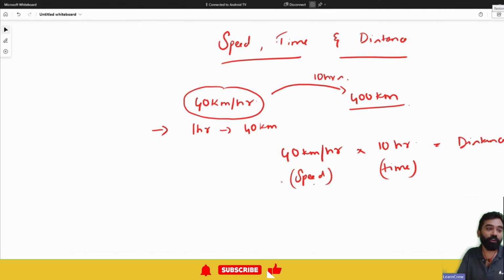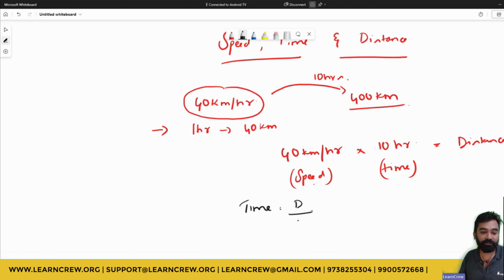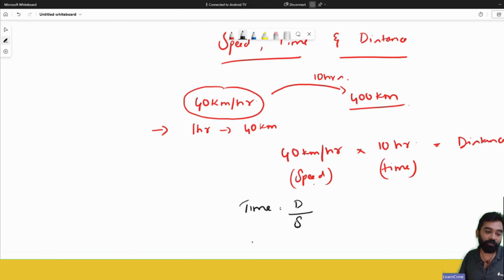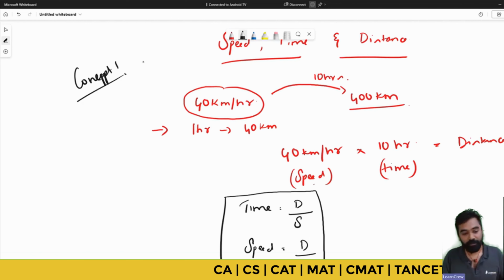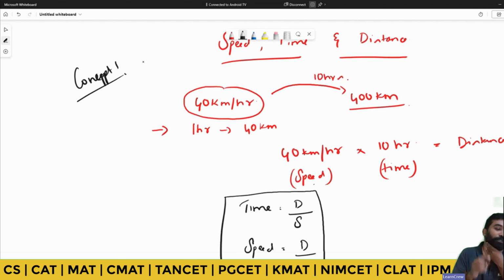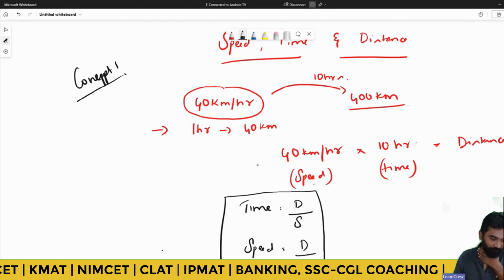Fine. Now if we want to find out the time, then how do you find out time? Distance by speed. If you want to find out speed, distance by time. So these are the basics. This is going to be your concept number one. Fine. So based on this, let me just ask you certain questions and then we'll come back to this.